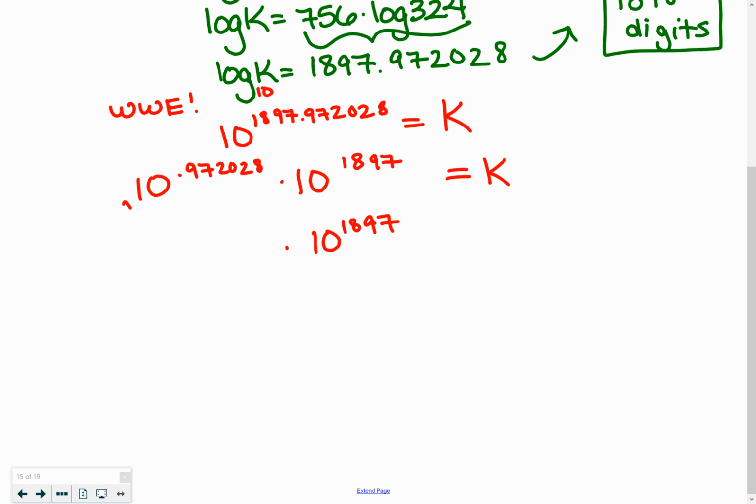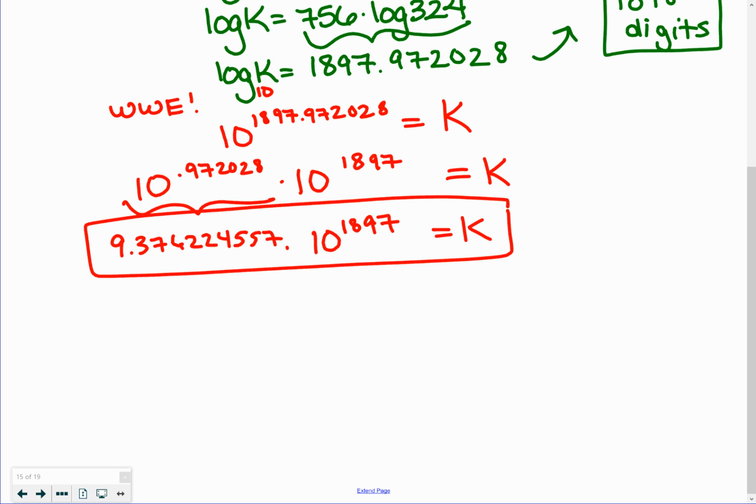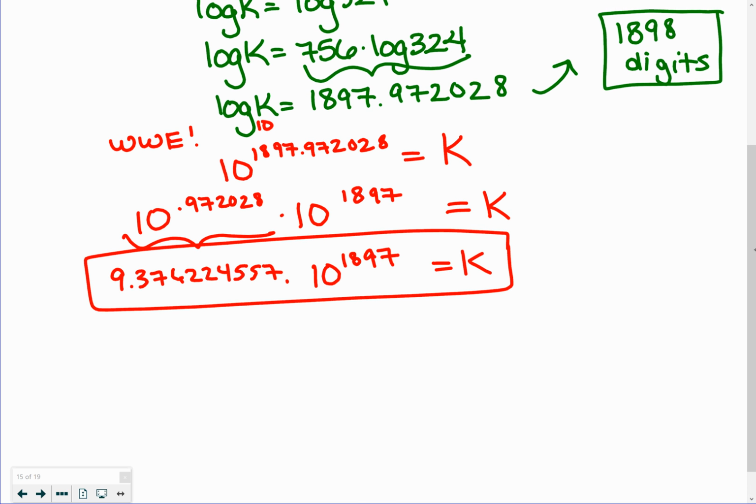And then this piece is what you can type in your calculator to get the number in front, whatever between 1 and 10 that you have. So 10 to the 0.972028. And again, just give it all the decimal places you can, because it's such a big number, it's going to be rounded a lot anyway. 4557. And that's our number in scientific notation, which you can see then that makes sense. We would have 1,898 digits because that decimal is really 1,897 units to the right.